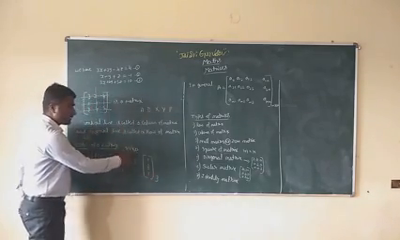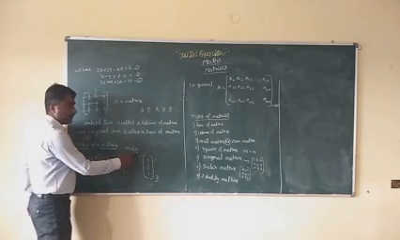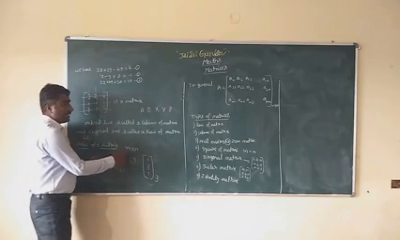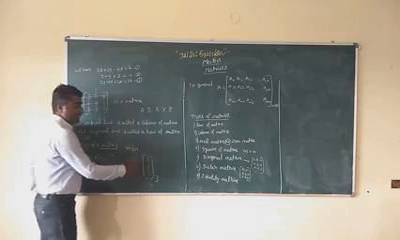It is indicating m cross n. Order of matrix is denoted by m cross n. M indicates the number of rows. N indicates the number of columns. Therefore, it is a matrix.